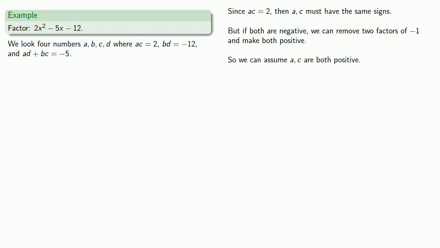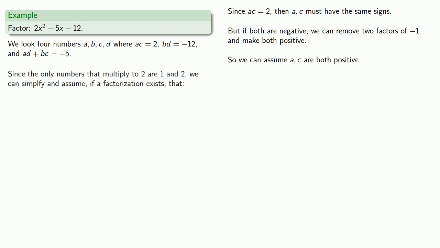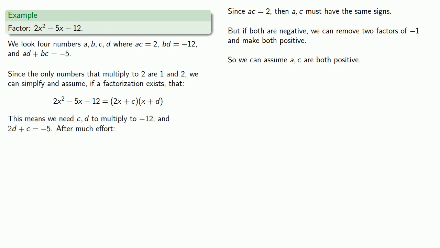Since the only two numbers that multiply to 2 are 1 and 2, we can simplify and assume that if a factorization exists, 2x squared minus 5x minus 12 must be 2x plus c times x plus d. And this means we need c and d to multiply to negative 12, and 2d plus c has to be negative 5.